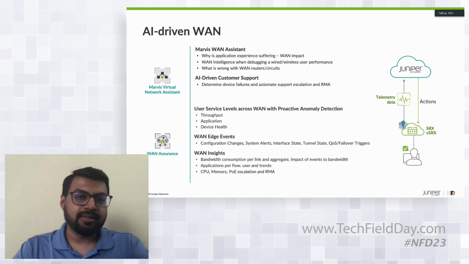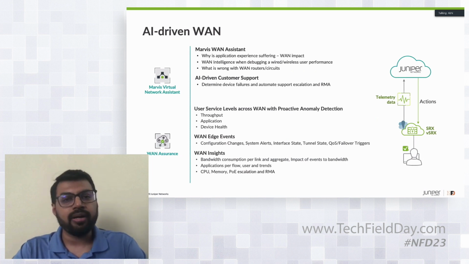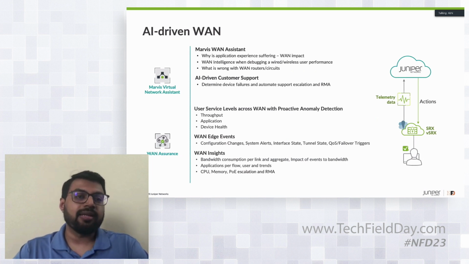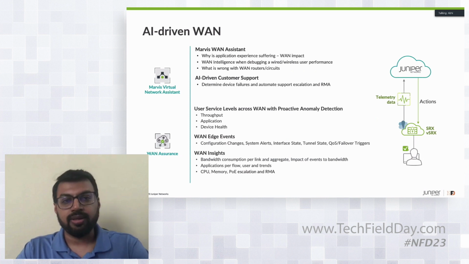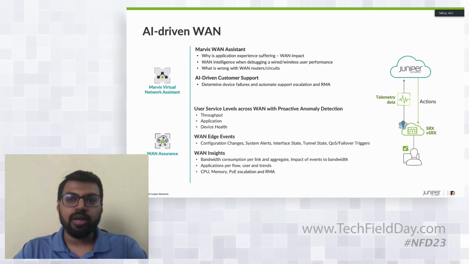Why is the application that is running on my network having an impact? Also, is there a bad WAN circuit? Or are the wired and wireless clients that are connecting and passing through the same WAN affected by something that is happening on the wireless network? Are they affected by something connected on the wired network? Or is it eventually the WAN that is at fault? Being able to determine these three were our primary goals when we started off with the AI-driven WAN story.